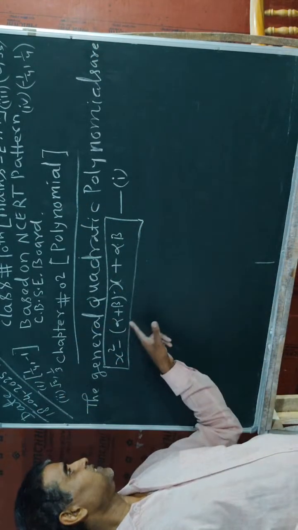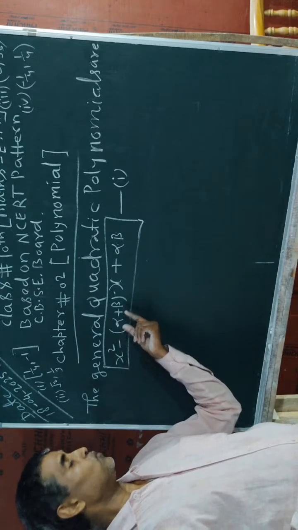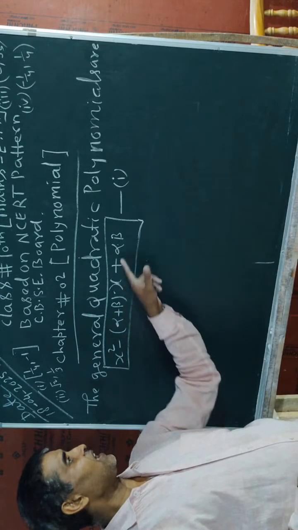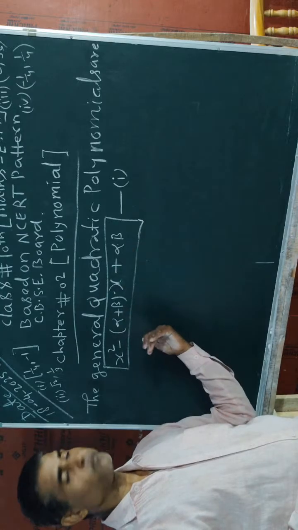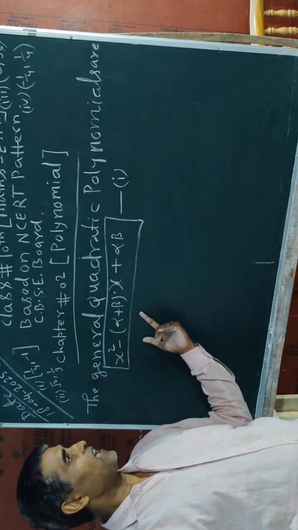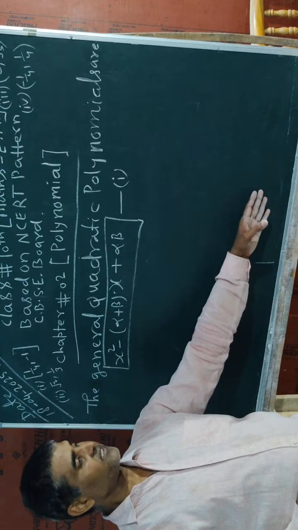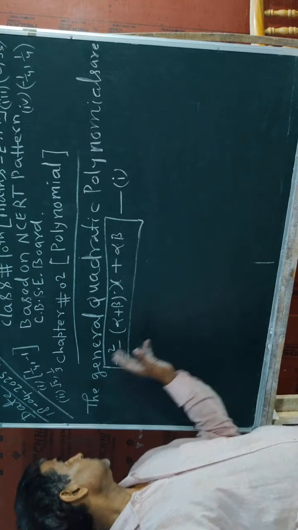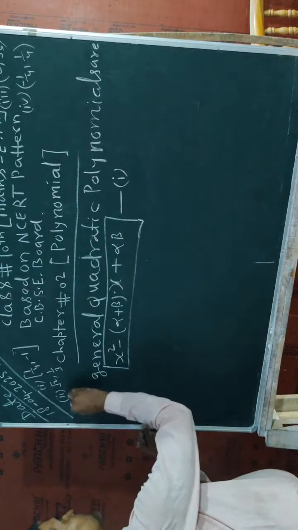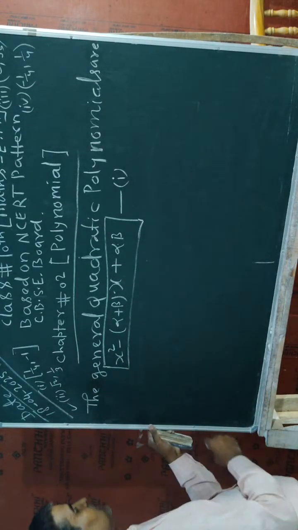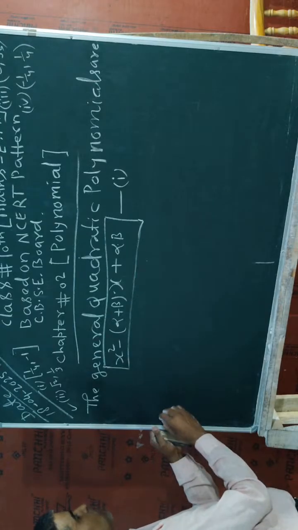Because this is general, if I take one set of alpha plus beta and alpha into beta, I will get one particular quadratic polynomial. So there I have got one example. Similarly, I am going to solve this value. Now in this question I am going to solve.